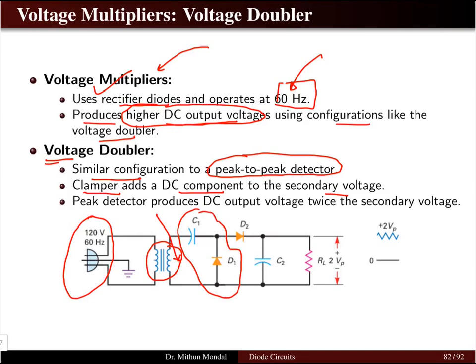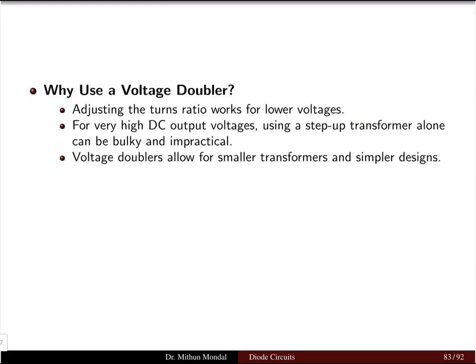So the clamper circuit is there and we need to double the voltage. So the clamper circuit will be there, and then the peak detector circuit will be there. And at the output of the load resistor, we will be getting twice the peak voltage. So here, if the voltage is Vp, then at the output we are getting 2 Vp. Remember, when we discussed the half-wave rectifier with capacitor filter, we were only getting Vp at the output. So why do we want to use a voltage doubler? The question is, if we are using a transformer and we adjust the turns ratio, that will work for lower voltage.